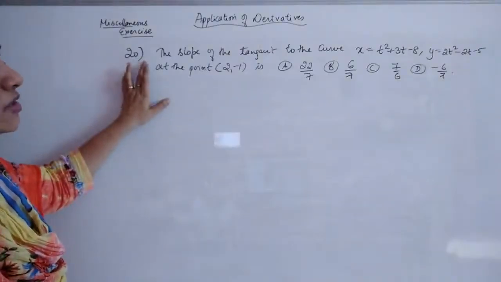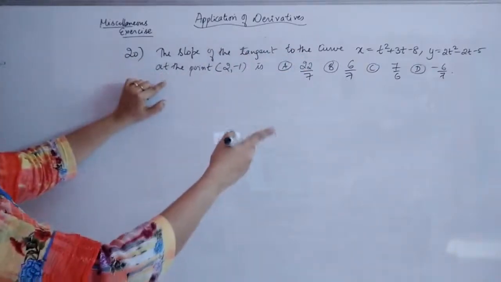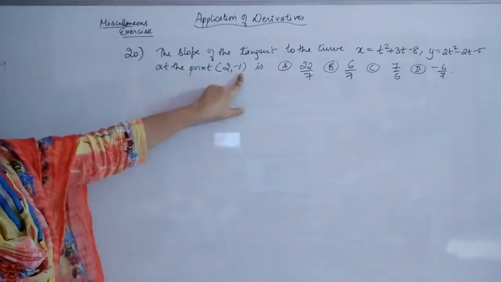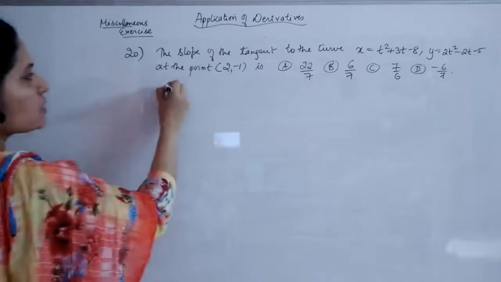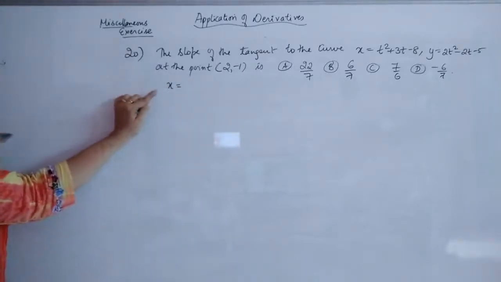The slope of the tangent to the curve x equal to, y equal to is given in terms of t, which means it is in parametric form. At the point 2, -1 you have 4 options there. So the first thing you have to find out is dy by dx. That will give you the slope of the tangent.